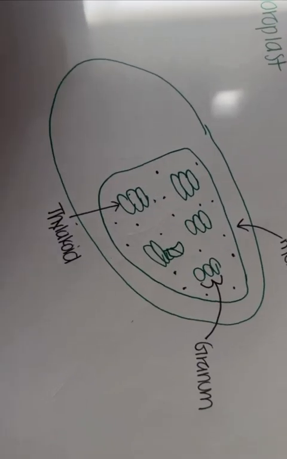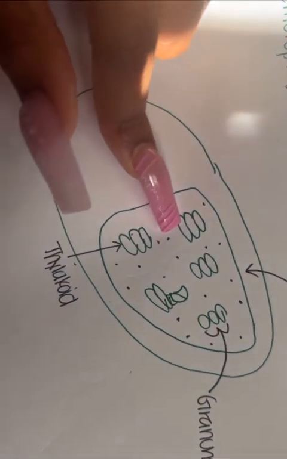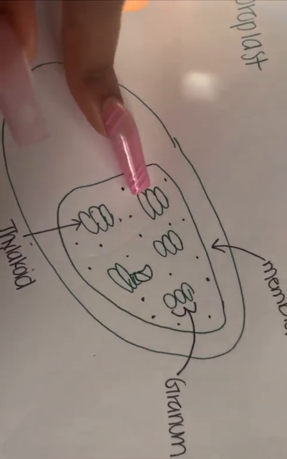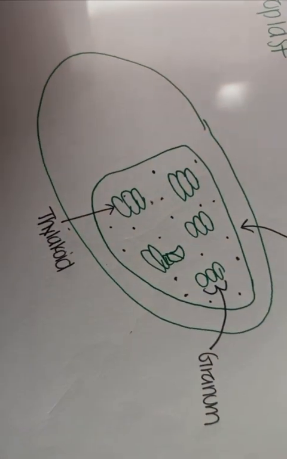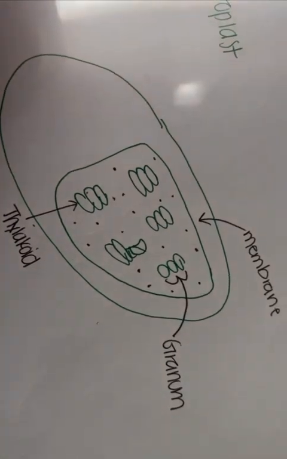Let's take a look in the chloroplast. This is the chloroplast. If you look closely in the drawing, you can see stacked up thylakoids. When they're stacked up, this is known as a granum. And the outside of the chloroplast is known as the membrane.